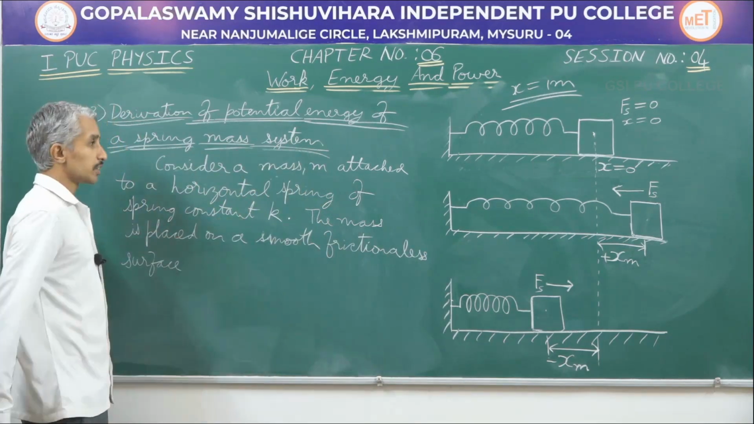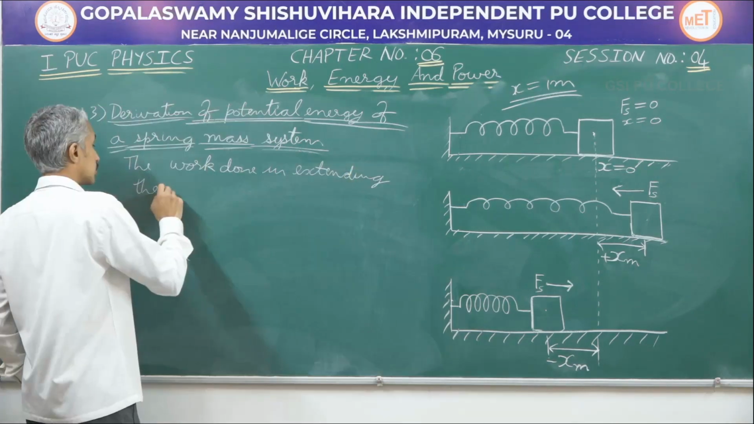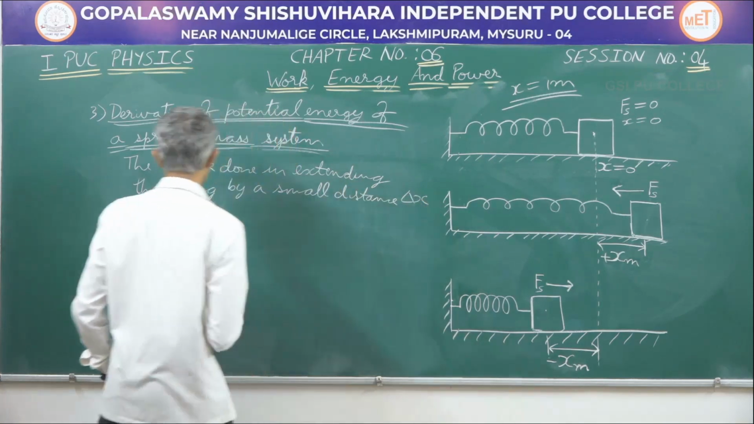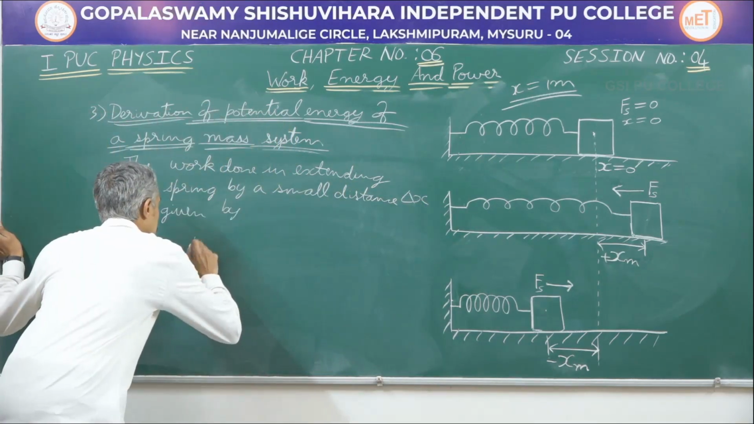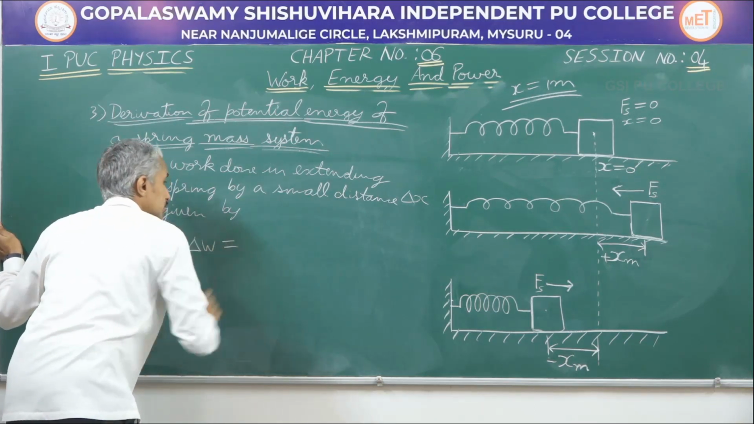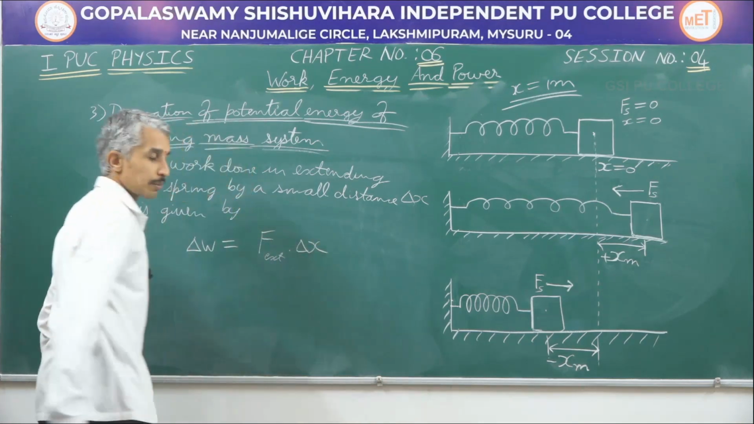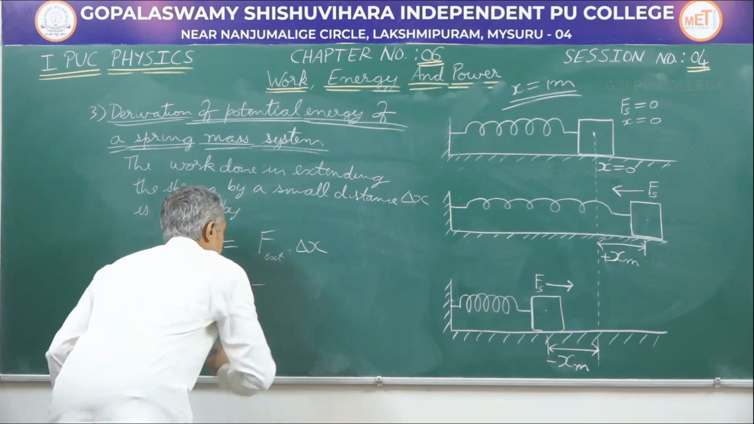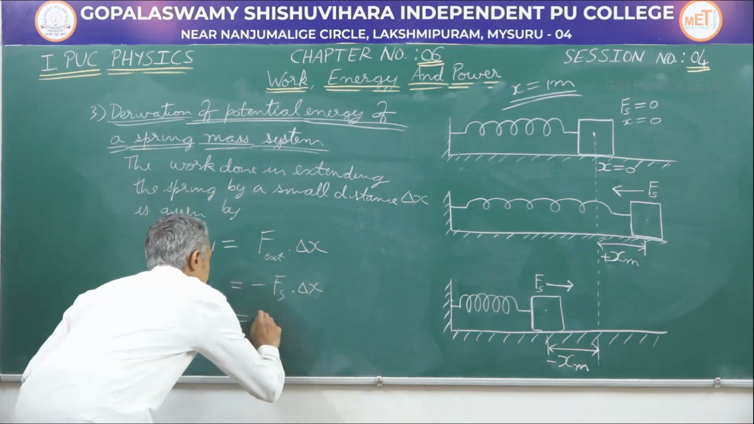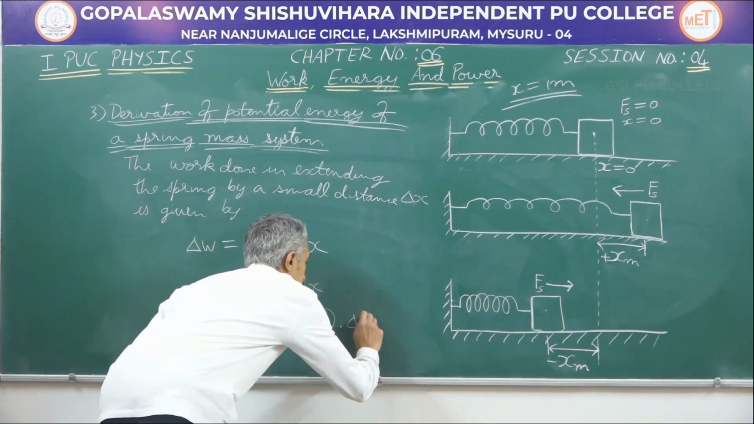So this is the initial explanation. Then the work done in extending the spring by a small distance delta x is given by the small work done, which I can take as delta W, equal to the external force applied times the displacement. This external force has to be equal and opposite to the spring force, and the spring force is given by minus k into x.